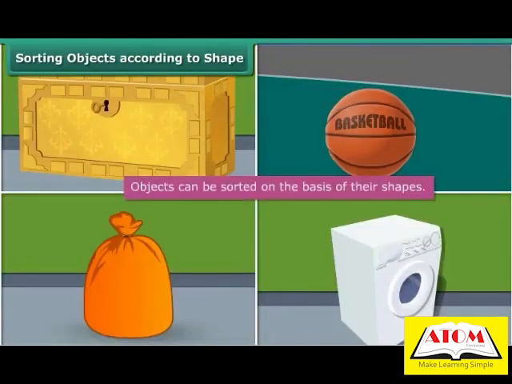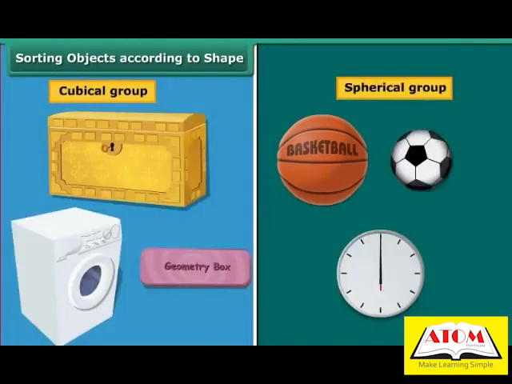A box is a cube or a cuboid, whereas a ball is a sphere. A laundry bag is cylindrical in shape, whereas a washing machine is cuboidal. Thus, we can say that we can classify objects on the basis of their shapes as well. Circular or spherical objects form one group, while cubical, cuboidal, square, and rectangular objects form another group. Such a classification allows us to study and analyze the properties of different shapes.